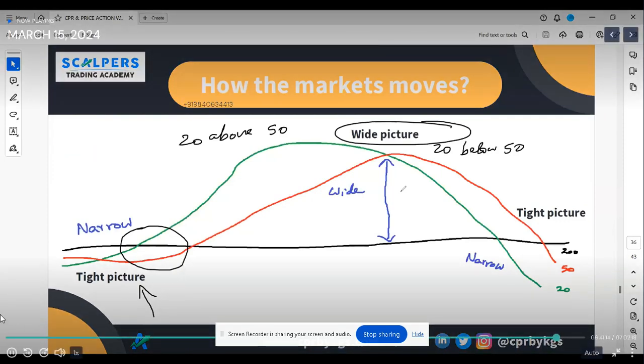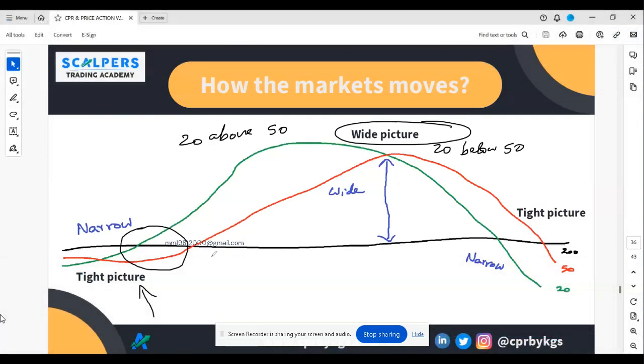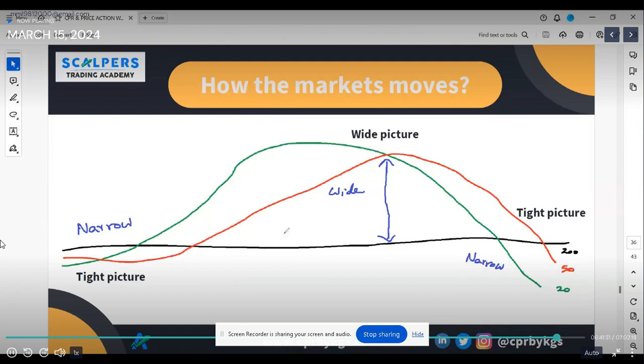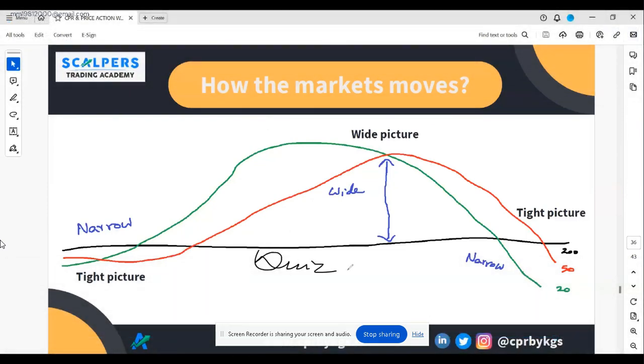So already we have discussed this. Whenever all the three moving averages are closer to each other, we call it a tight picture. Whenever 20, 50 are not providing support and are providing resistance, it is called a white picture. So this will be there in the quiz. Don't forget. What is a tight picture? What is a white picture? So don't get confused.